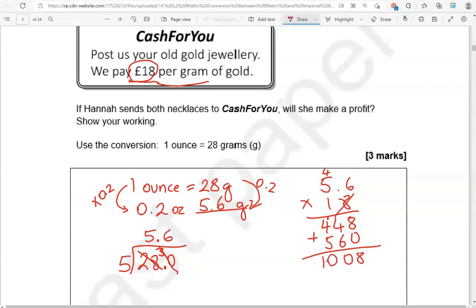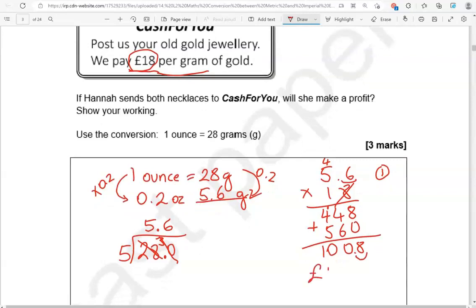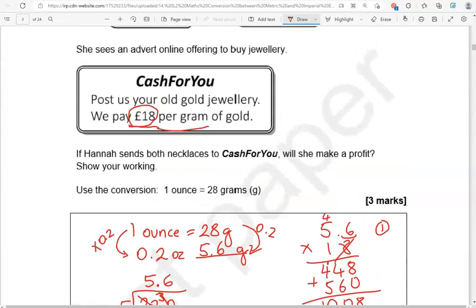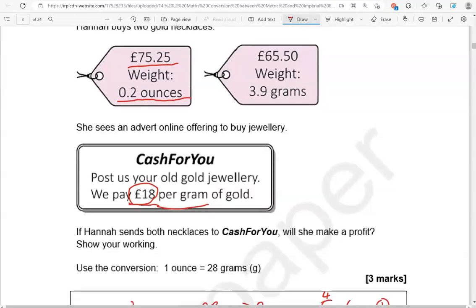The first number has 1 decimal place. The second number doesn't have any because it's a whole number. So we give the answer 1 decimal place, so that is 100.8. In terms of money, that would be £100 and 80 pence. If you compare that with the £75 and 25 pence, you make a profit. Let's have a look at the second one.